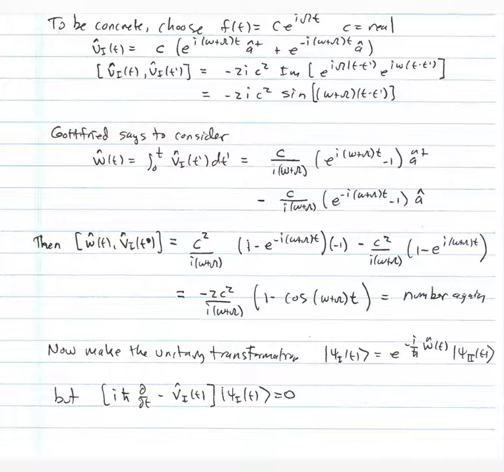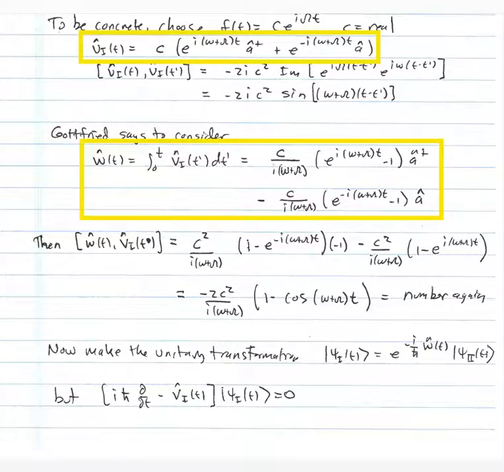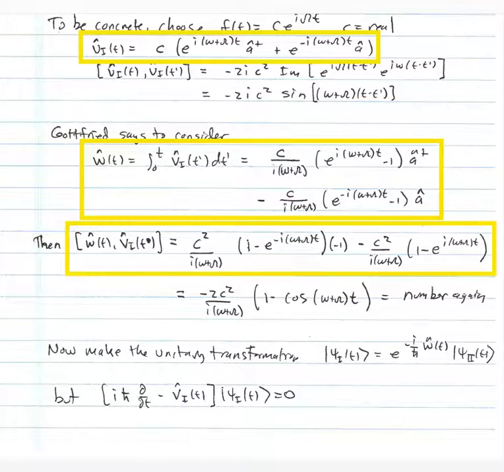Again, the only terms that are going to contribute are the a dagger with a commutators. The a dagger with a dagger and the a with a terms, those commutators are both equal to 0. So you can pretty much read off exactly what it's going to be. We have V_I(t) at the top of the page, and we have W(t) in the upper part of the page, just above the halfway point. When we collect those terms, the term multiplying the commutator of a dagger with a is c² over i(ω+Ω), times (1 - e^{-i(ω+Ω)t}), multiplied by -1 because the commutator of a dagger with a is -1.